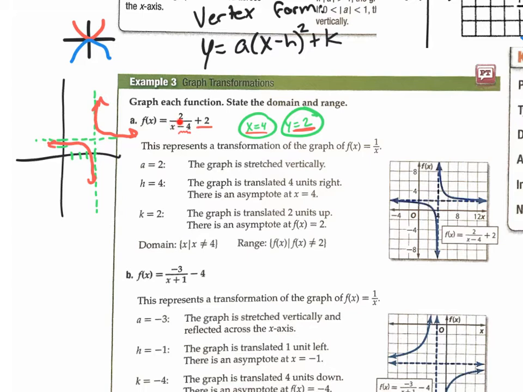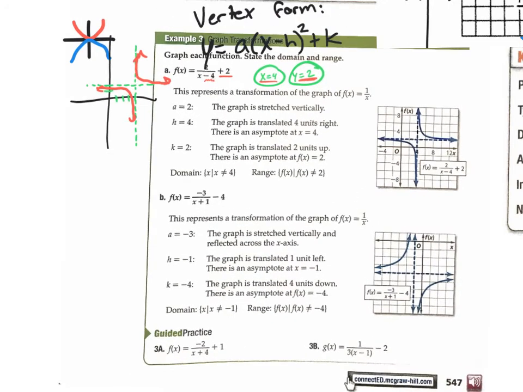The vertical asymptote will be by setting this one equal to 0, or you could just think opposite of what you see here, okay? And the k value is the number that's out here by itself, right? So the vertical asymptote, x equals +4, the horizontal asymptote, y equals +2. It's that easy, guys.